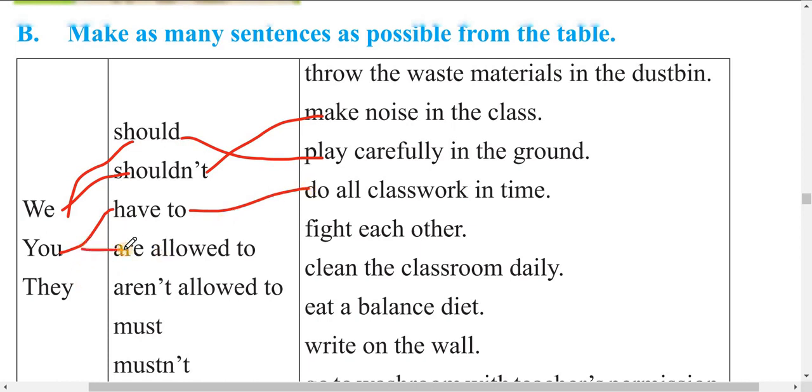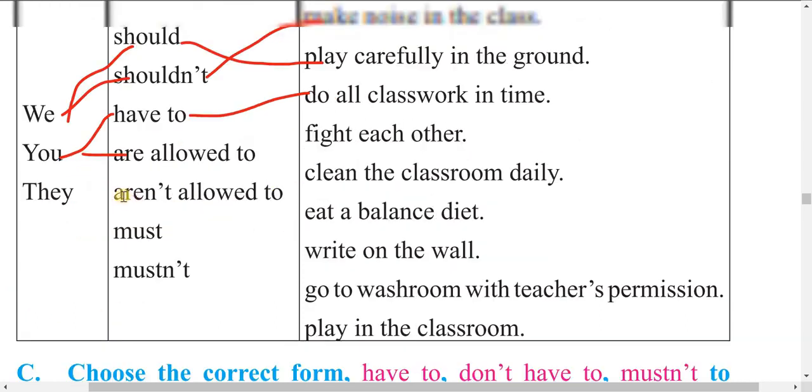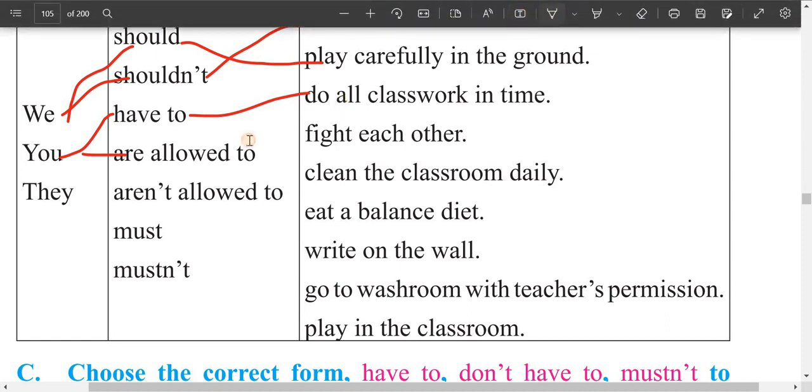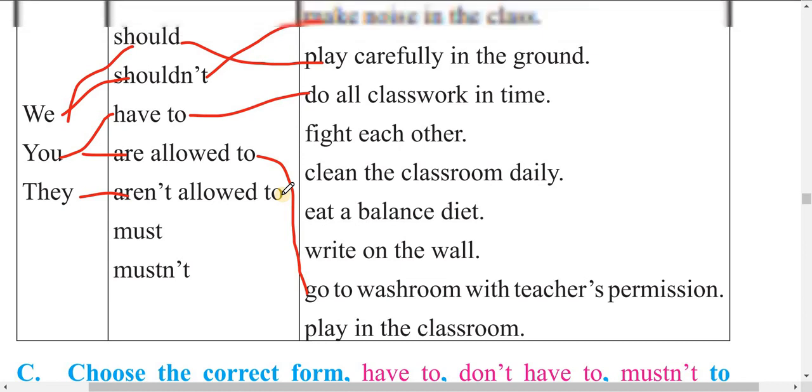You are allowed to write. Let's see here. You are allowed to go to the washroom with teacher's permission. Now they are not allowed to fight each other, and they are not allowed to write on the wall. They must clean the classroom daily, and they must not fight each other. You can choose any subject. So these are okay. You can have your own. There are other answers as well, dear students.